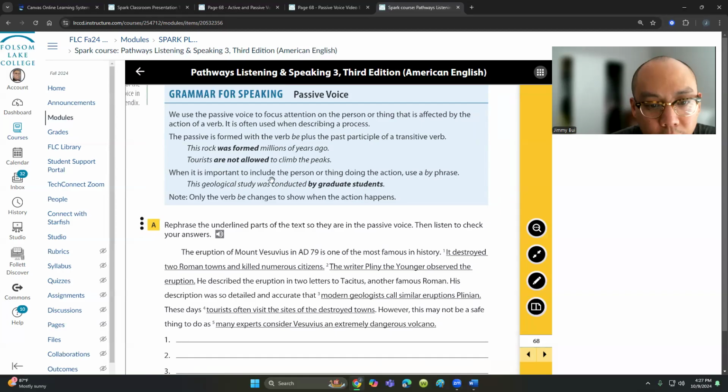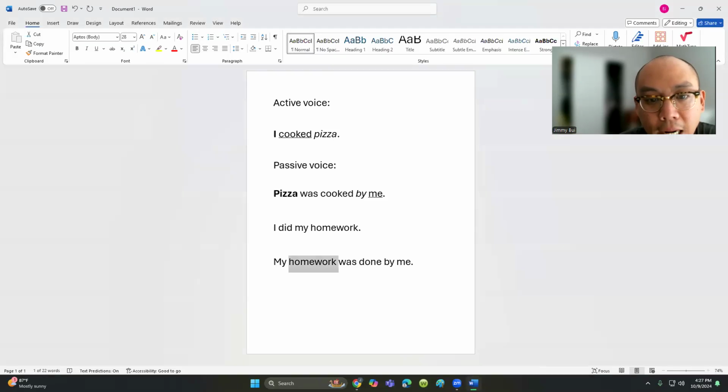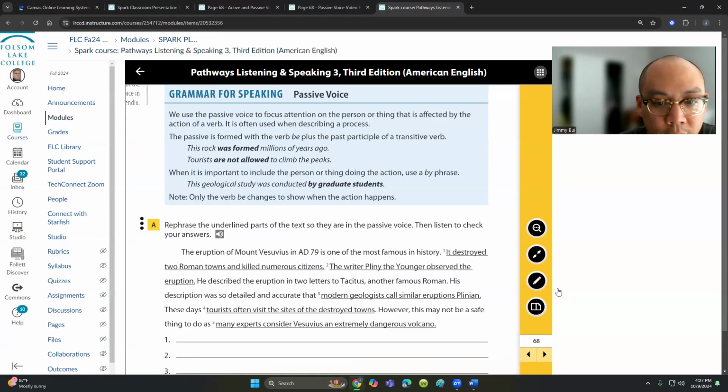When it is important to include the person or thing doing the action, use a by phrase. This geological study was conducted by graduate students. Essentially, graduate students conducted a geological study, right? But in this case, what is more important than who conducted it is that a geological study was conducted. Note only the verb be changes to show when the action happens. So past, present, right? Future: was, were, am, is, are, will be.